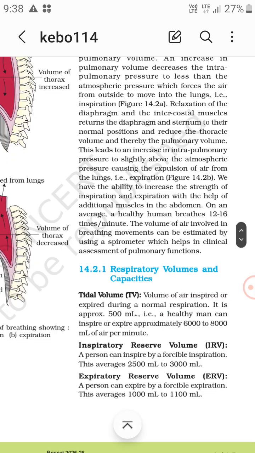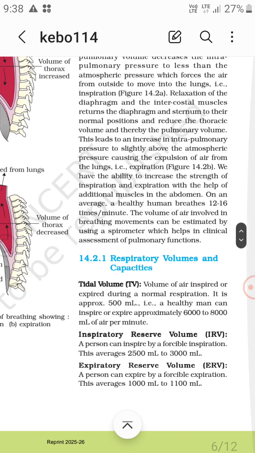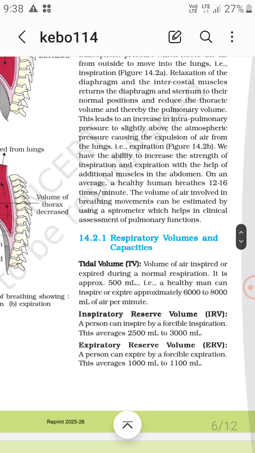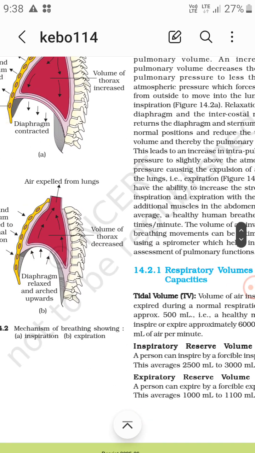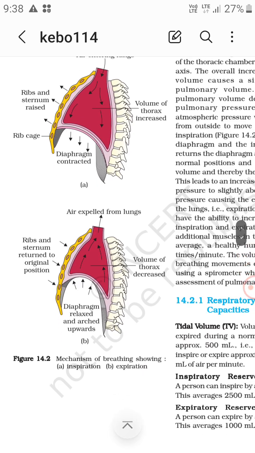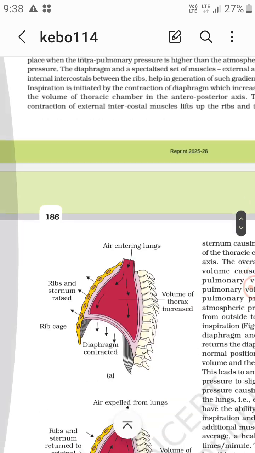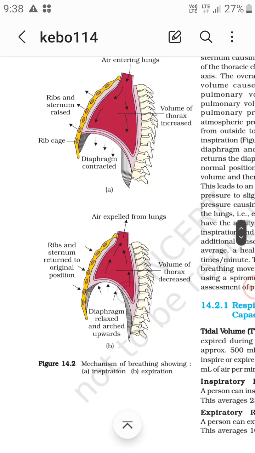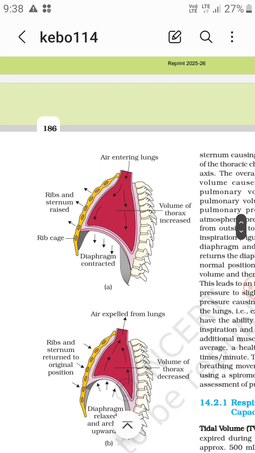The volume of air involved in breathing movements can be estimated by using a spirometer, which helps in the clinical assessment of pulmonary functions. Now you can see the diagram. The first diagram is the mechanism of breathing. First one is the inspiration. You can see the air entering into the lungs.